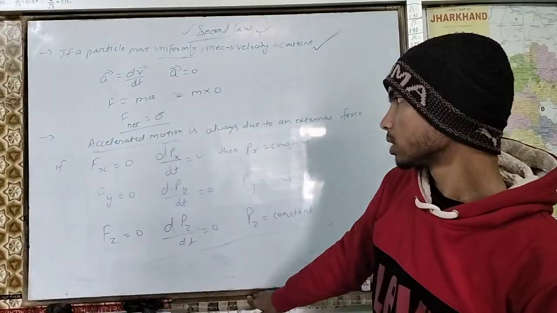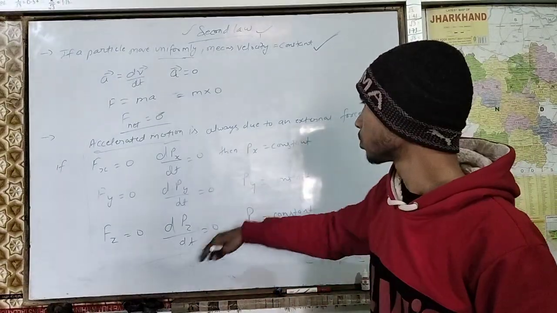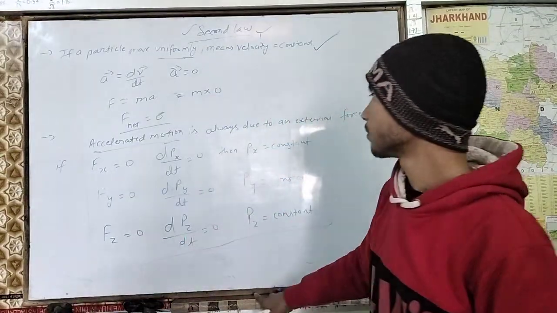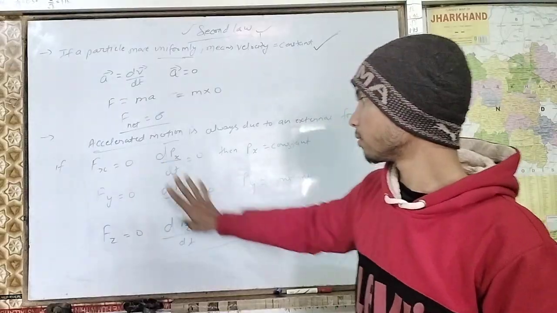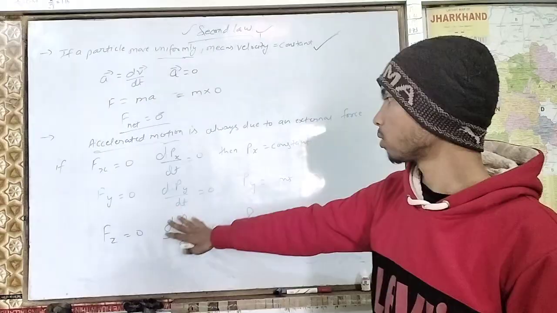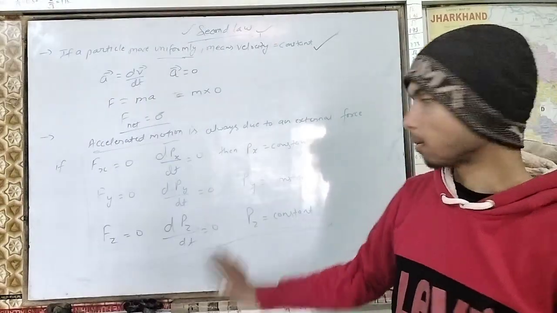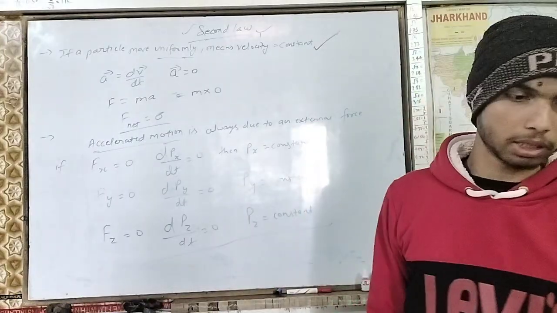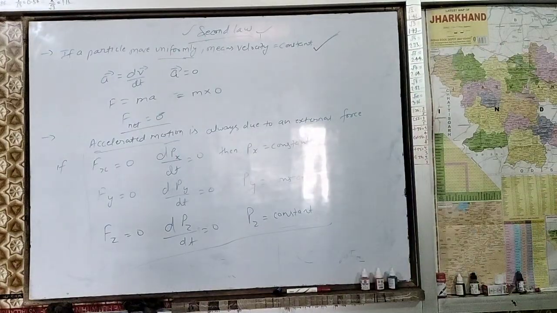Along the y axis force is 0, but momentum is a constant along y. Along the z axis force is 0, but momentum along z is a constant. Momentum along z is a constant. Okay, this was the main point.